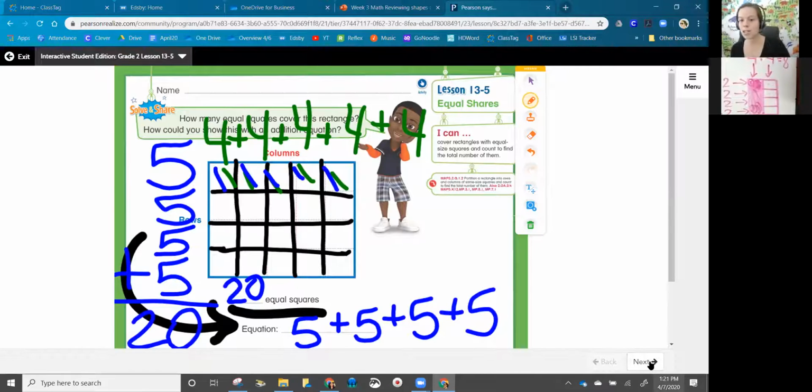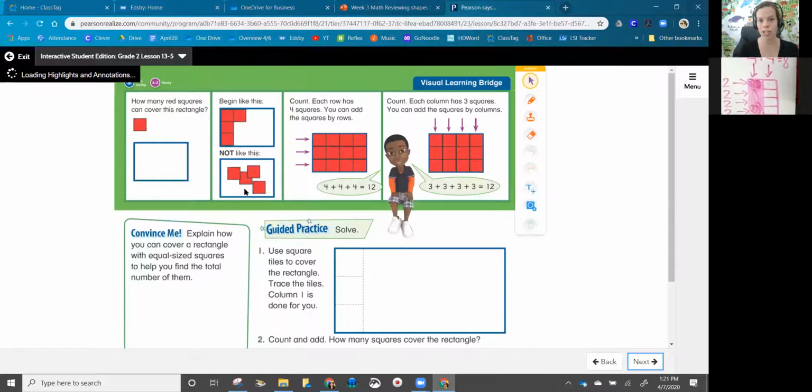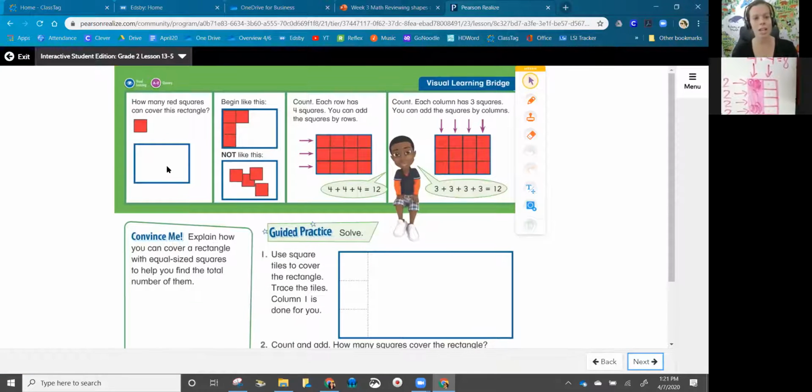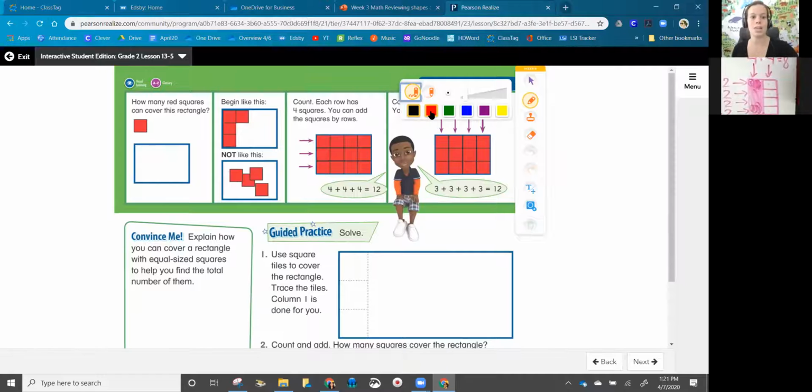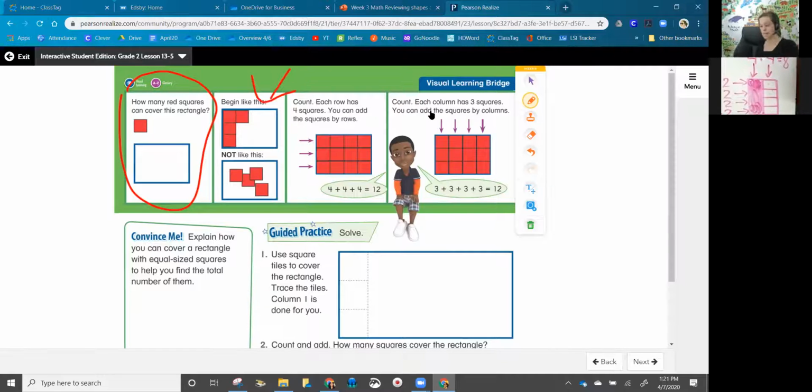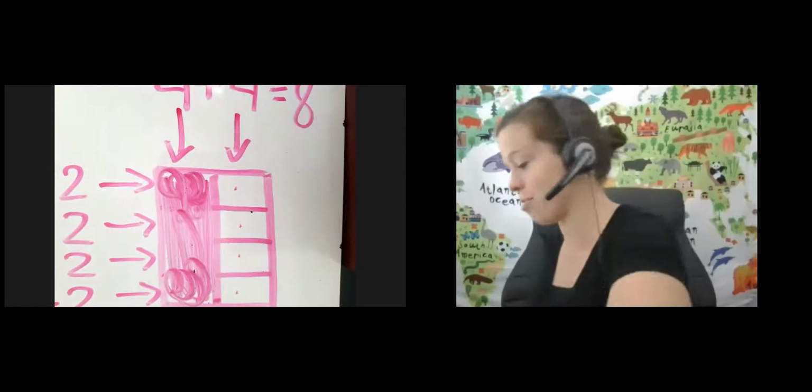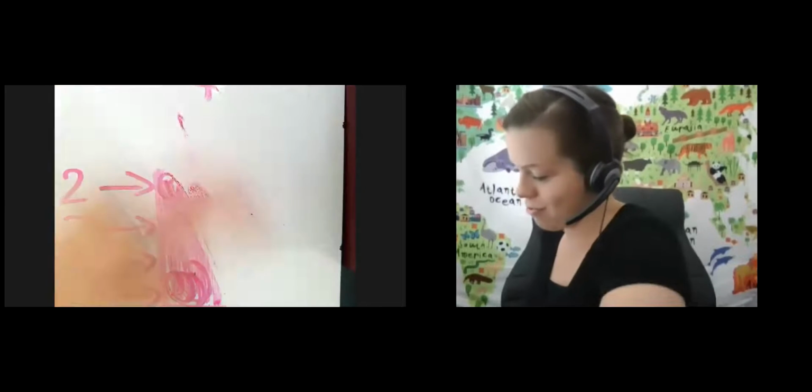Okay, so let's go to the next page in your workbook here. This is the book you normally have in class. So how many red squares can cover this rectangle? Now you want to start with your squares nice and neat. If you don't, it's going to be a mess and it's going to be very difficult and very confusing.